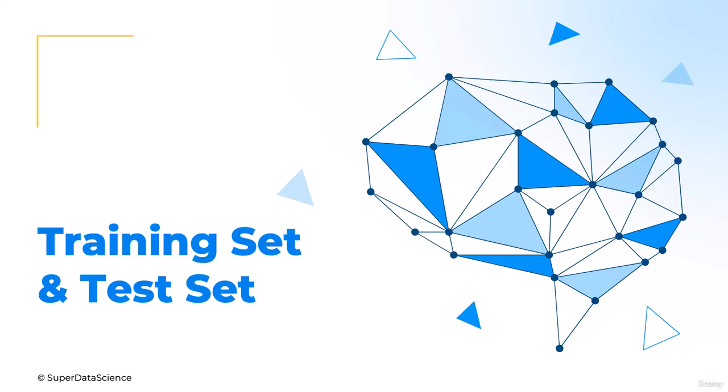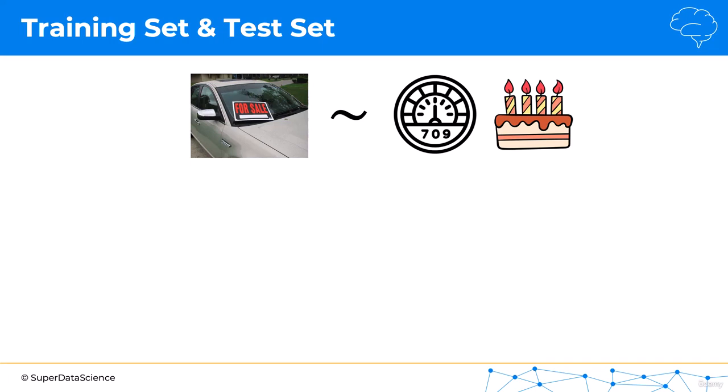Hello and welcome back. Today we're talking about the importance of splitting your dataset into a training set and a test set. Let's imagine that you are tasked to predict the sale prices of cars, and that is your dependent variable, and your independent variables are the mileage of the car and its age.